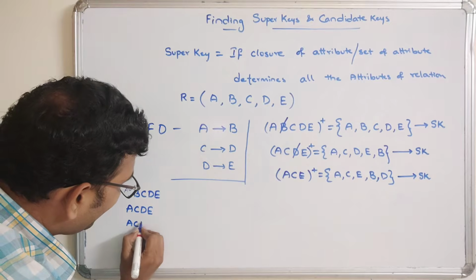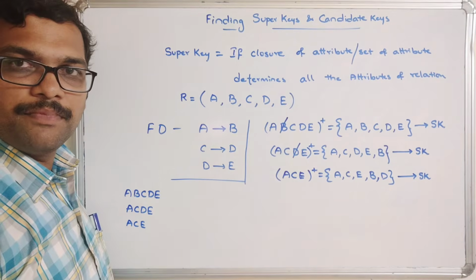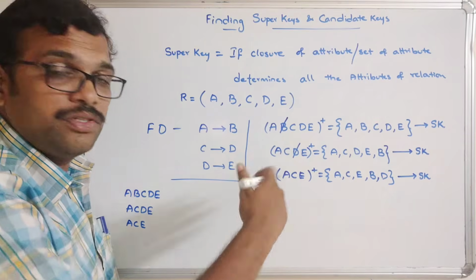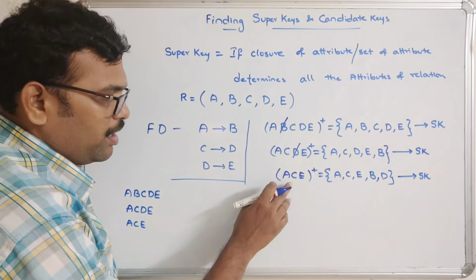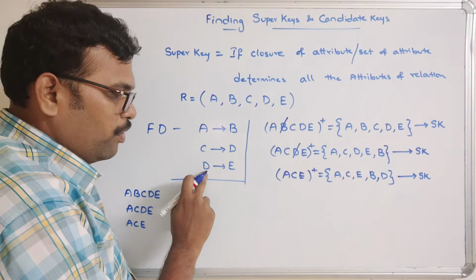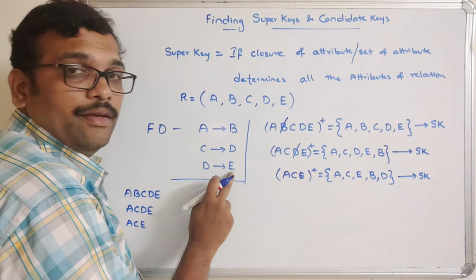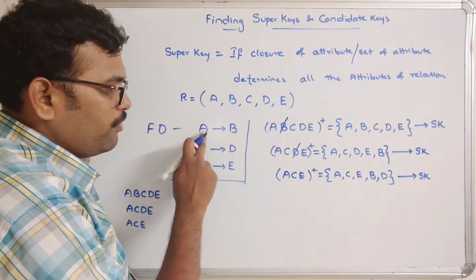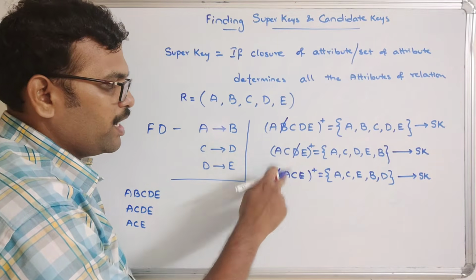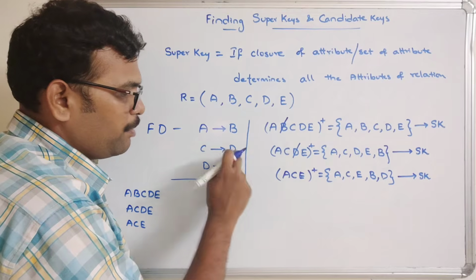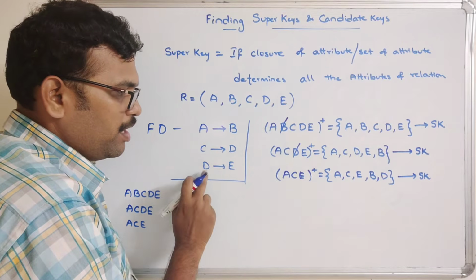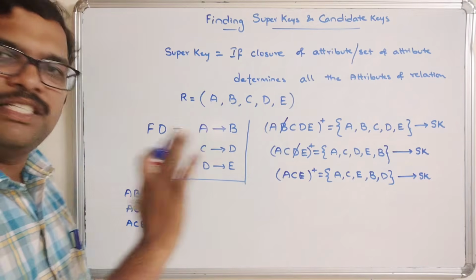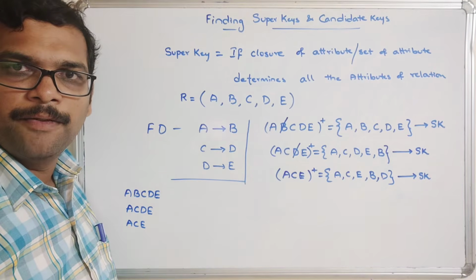But we can't decide this is the only super key. Still we can try to reduce the super key. Here if you know D, we can determine E, but we don't have D. We have A, so we can determine B, and we have C, so we can determine D, but here we don't have D. So up to here we can't minimize this one.